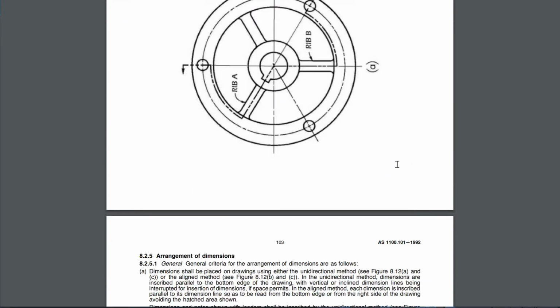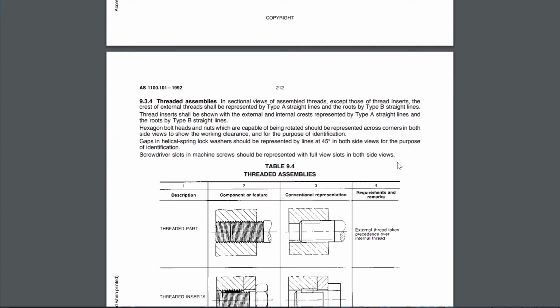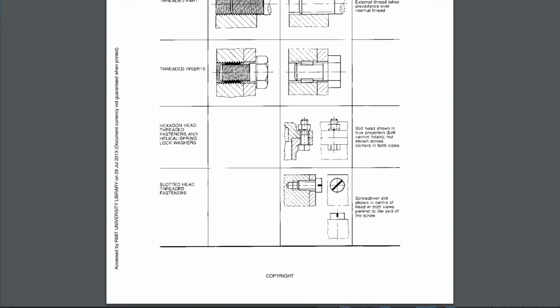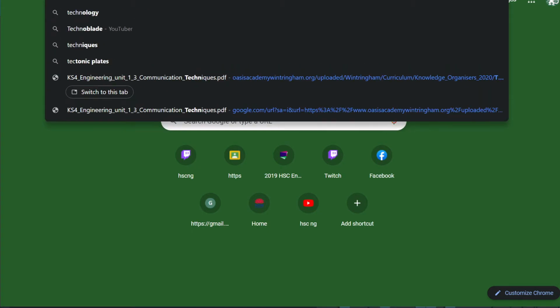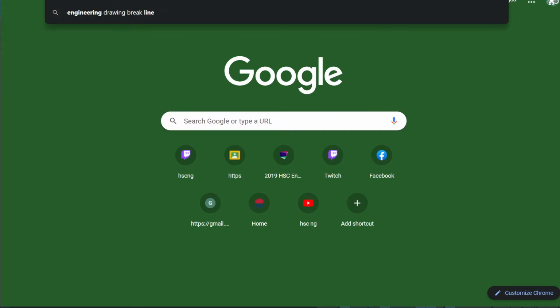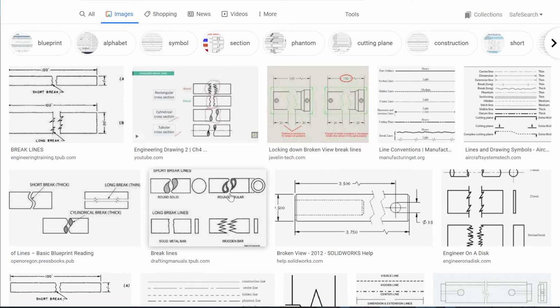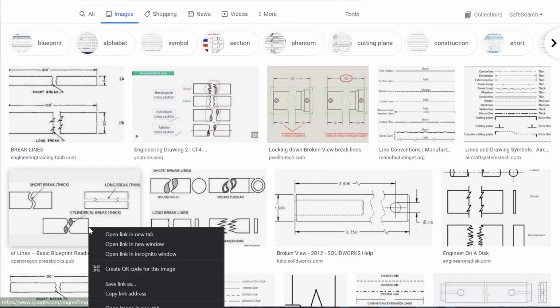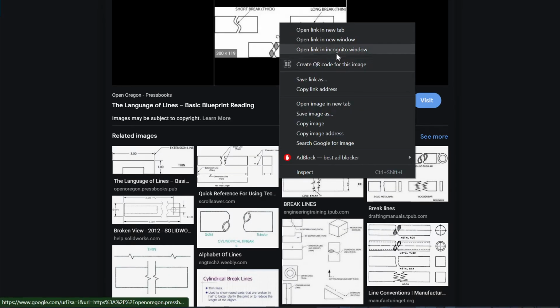It'd be nice if I could just see something that had a break line in the book. No. We'll just Google it. Technical drawings. Okay, so for pipes, the standard for drawing break lines is, I would say, or cylindrical objects, you draw this.